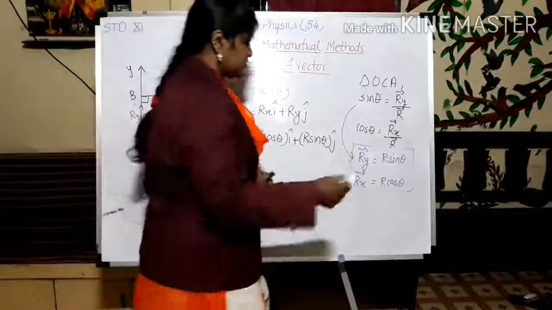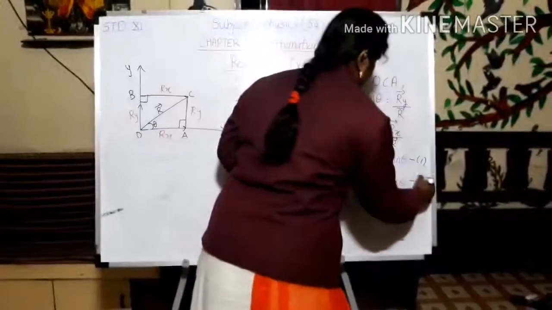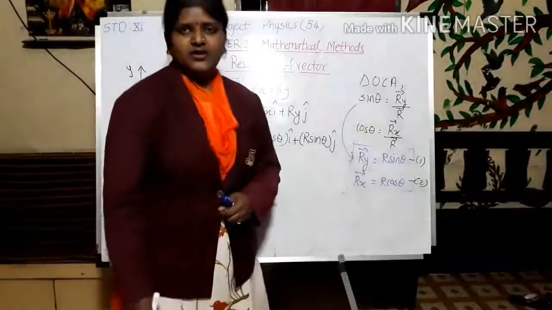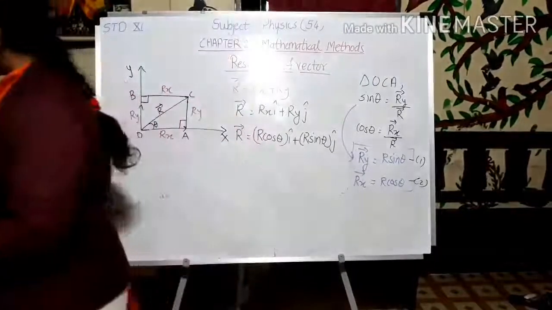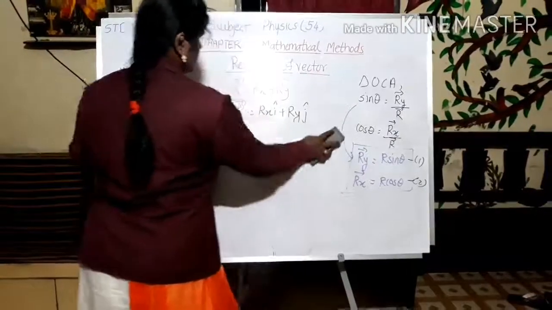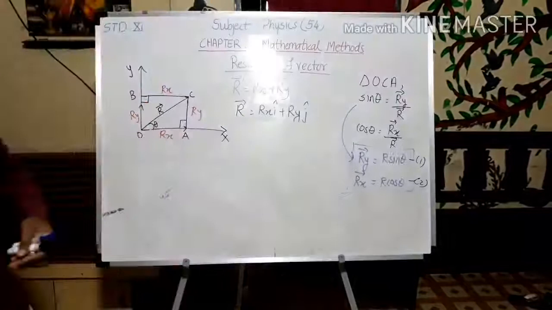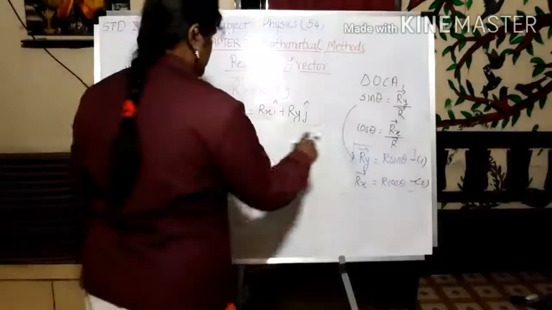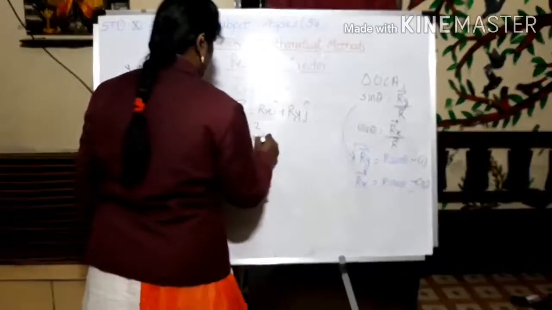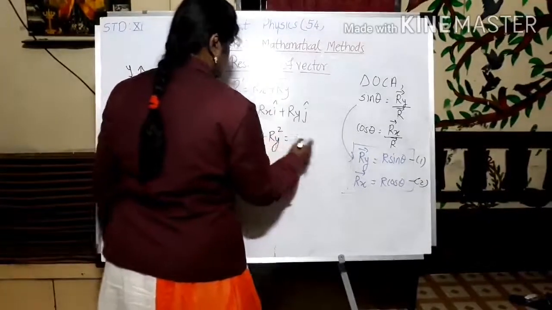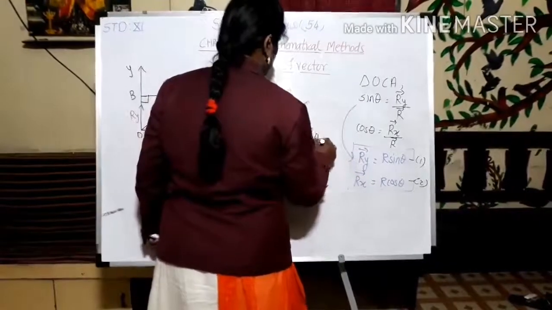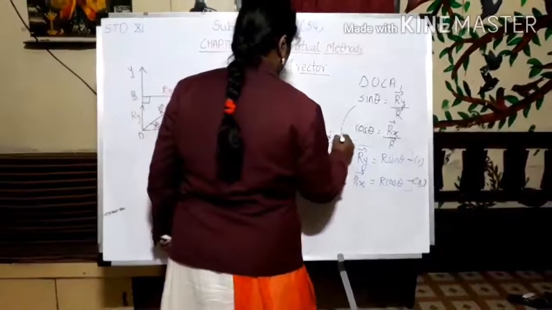If I consider this as equation 1 and this as equation 2, if I wanted to square and add both the equations, what will happen? Let's see. So I will just square and add both the equations. By squaring this, I will get Rx square plus Ry square is equal to R square sin square theta plus R square cos square theta.